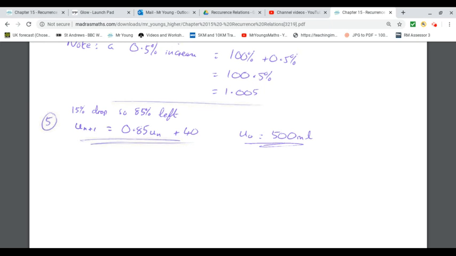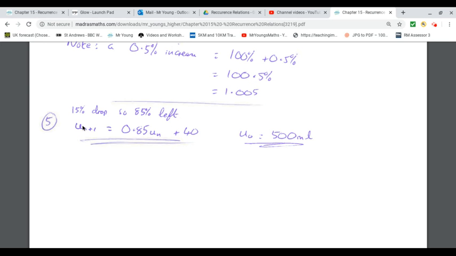The elephant is given a booster of 40 milliliters every hour. Form a recurrence relation, including the first term U0, to model the situation. So each time the elephant will have 85% of the anesthetic that it had previously, so it'll be 0.85 times the previous amount, plus the 40 milliliters that it's been given in its top-up booster.